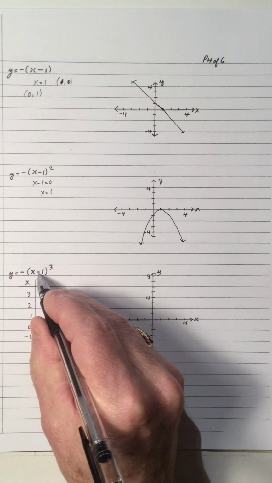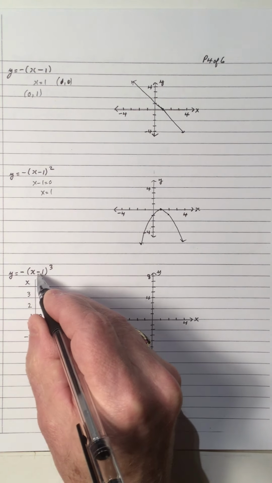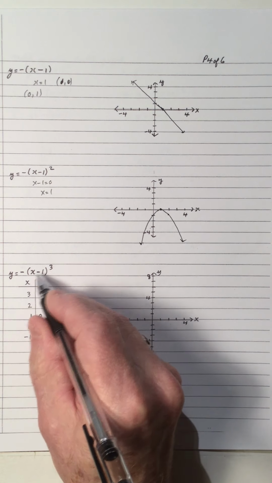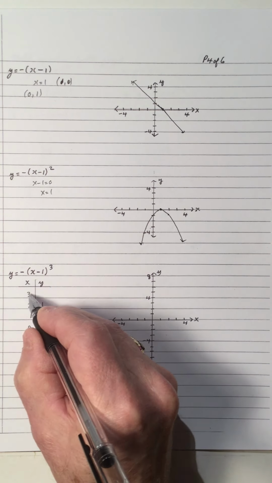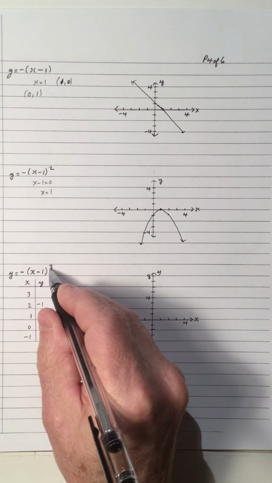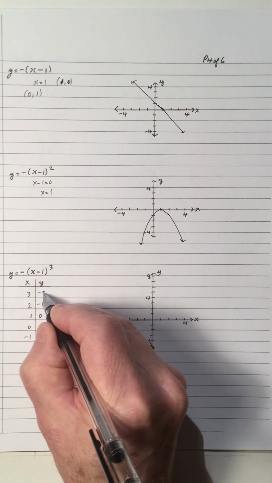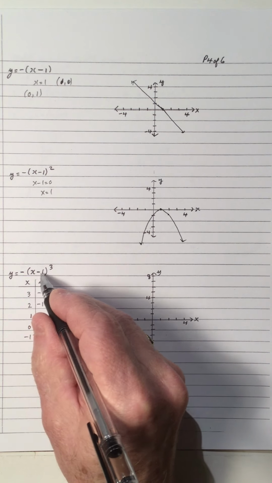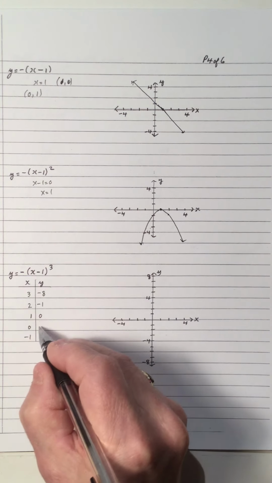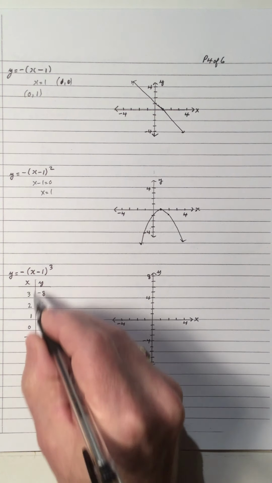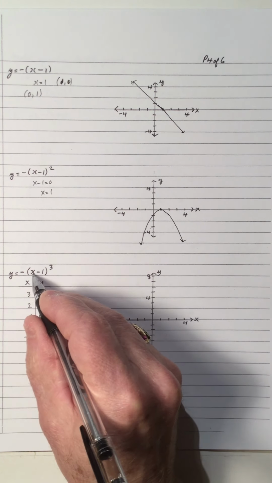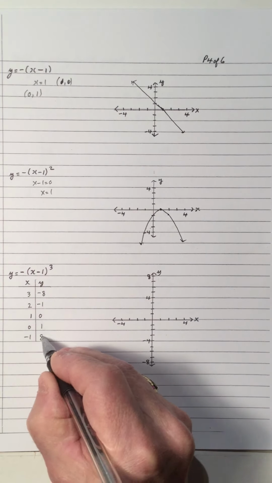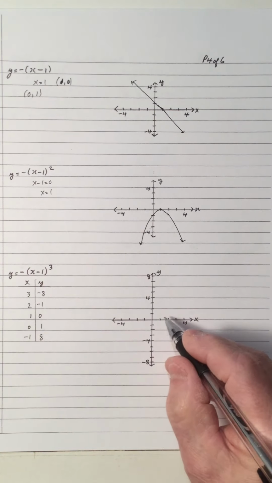Put a 1 in, you get a 0 cubed is 0. Put a 2 in, you get a 1 cubed is 1, minus 1. Put a 3 in, you get a 2. 2 cubed is 8, minus, negative 8. Put a 0 in, you get negative 1 cubed is negative 1. Negative of a negative 1 is 1. Put a negative 1 in, you get a negative 2 cubed is negative 8. Negative of a negative 8 is 8. So you can see it's reversed, flipped over.